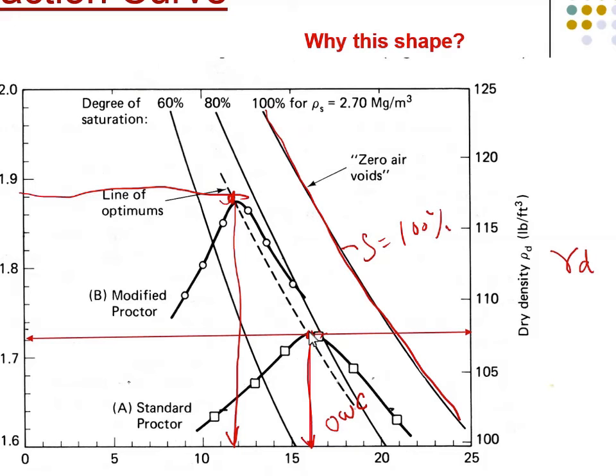I also want to point out, if we join the points of maximum dry unit weight, this dotted line is called the line of optimum. And this line, the 100% saturation line, you will be plotting in your lab, and you can also plot lines for 80% saturation and 60% saturation. And you can see that our maximum unit weight in both of the cases, our soil is between 80 to 60% saturated, so it's not 100% saturated.